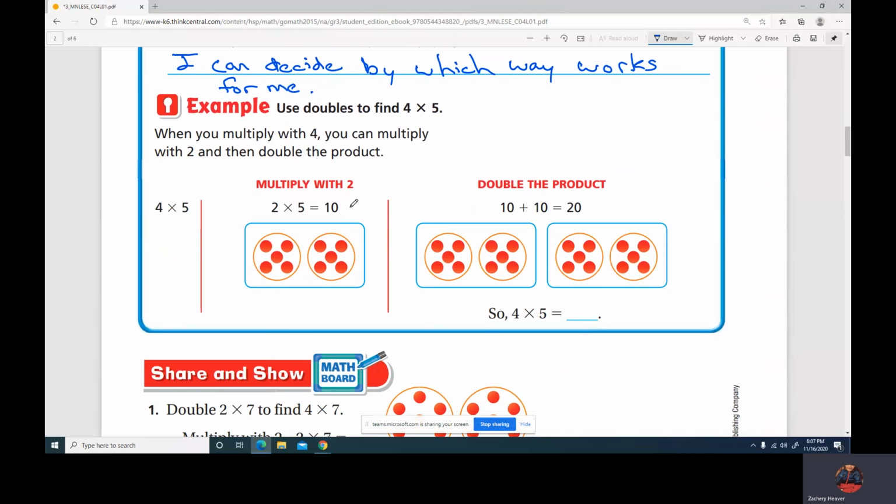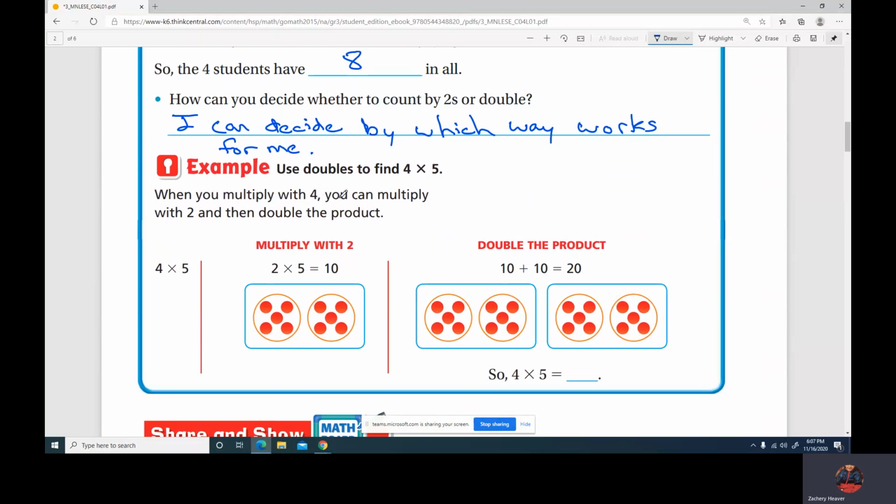Now we're going to go to 4s, or use doubles to find 4 times 5. So when you multiply with 4, you can multiply with 2, then double the product. So they want us to multiply, then double. For example, we want to look for 4 times 5. Well, I know half of 4 is 2. So 2 times 5 is 10. And I know 10 plus 10 equals 20. So 4 times 5 does equal 20. So they're taking 4, cutting it in half, and then just adding it. Okay? That sounds a little confusing right now, but you'll see it won't be too bad.